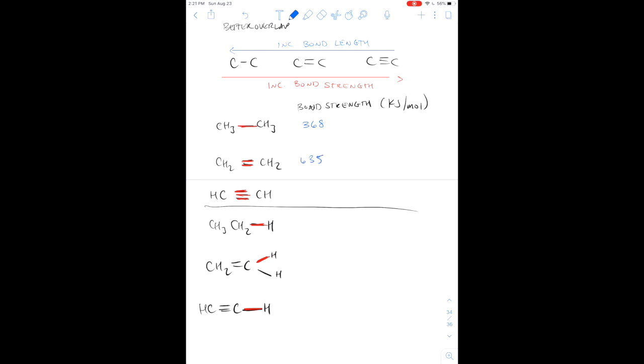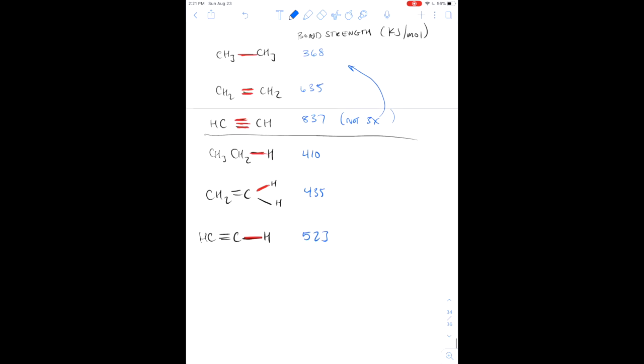Those two are related. That's what the blue energy corresponds to, the red bond. So we've got 368, 635, and 837. That makes sense, since it would take less energy to break a single bond than a triple bond. But notice the triple bond is not 3 times as much energy as the single bond. This is a common question in general chemistry: the pi bonds are weaker, so the value associated with breaking that is not the same as a single bond, the sigma bond.